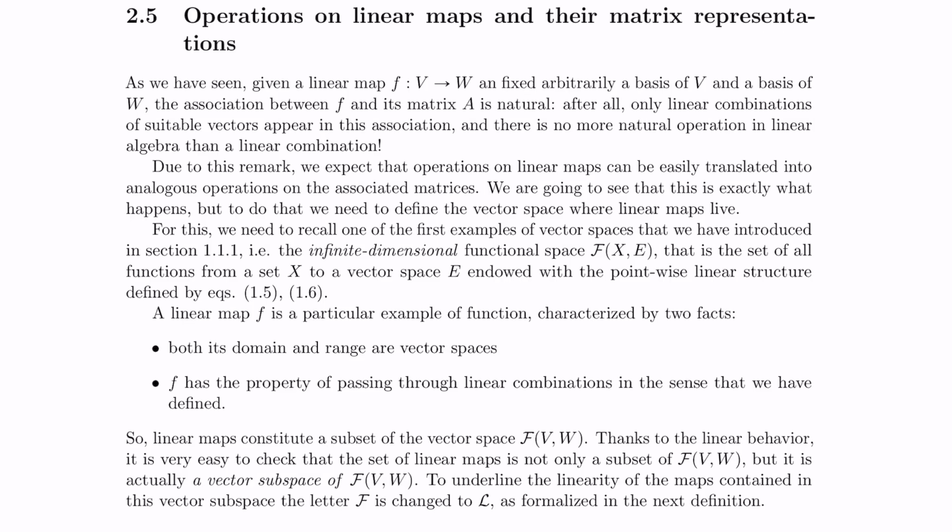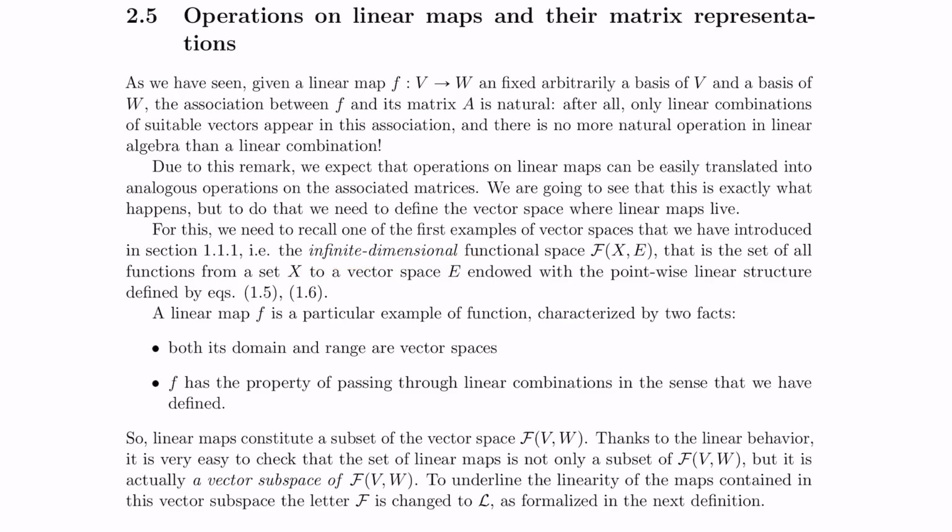Now, since linear maps are functions, if we want to define operations on them, we need to work in a functional space. Recall that this is one of the three examples of vector spaces that we have examined immediately after the definition of vector space, and it consists in the set of all functions defined on a set X into a vector space E endowed with a pointwise linear structure. Remarkably, we have seen that this is an infinite-dimensional vector space.